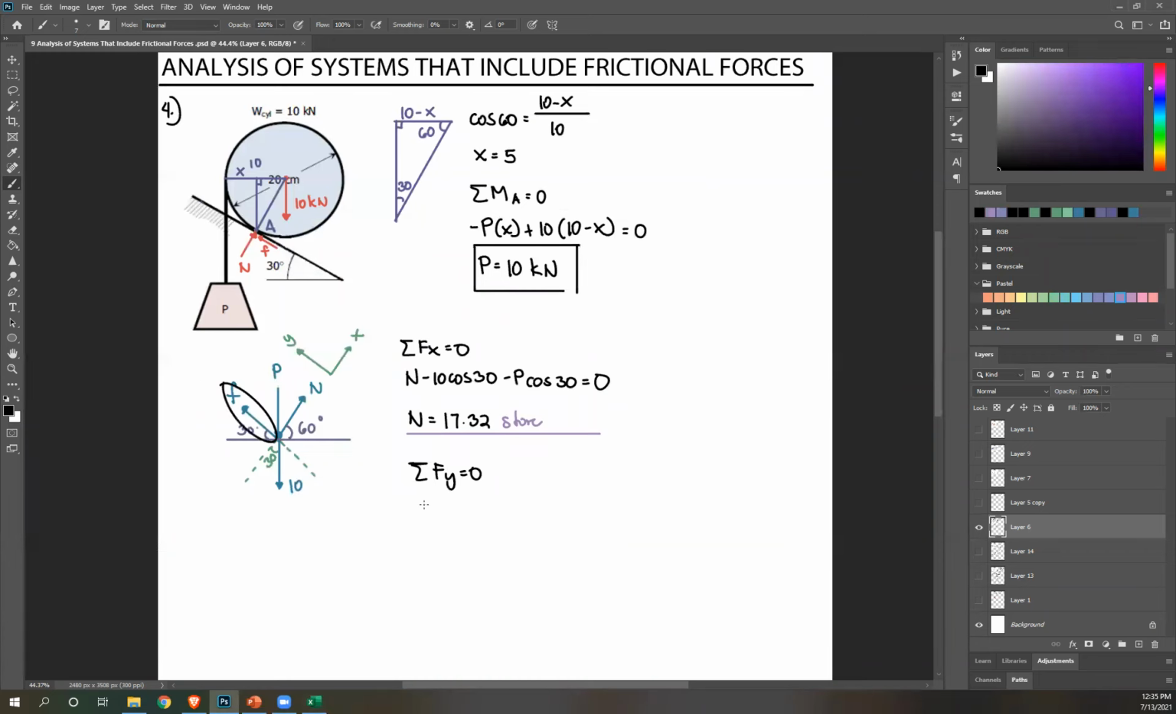So F is upward, so positive F. What else? We have this downward. They're both downward. So negative 10. Vertical component is sine. So that's just 10 sine 30, as well as P. Negative P sine 30. There's no other force, equate to 0. Please solve what's F. Correct. F is 10.